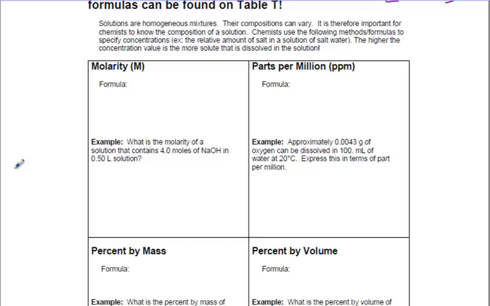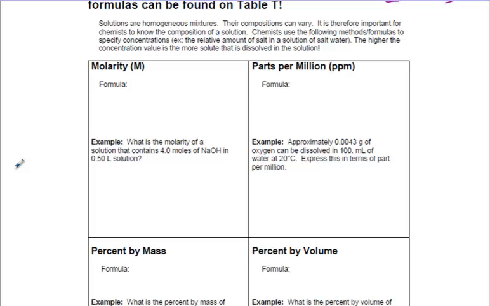What is the concentration? So the higher the concentration value is, the more solute that is dissolved in the solution. Remember, concentration is directly related to how much is dissolved, not what settles to the bottom, okay? That does not contribute to the concentration.